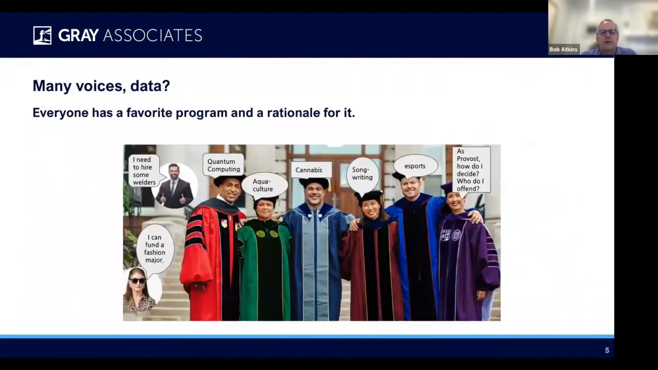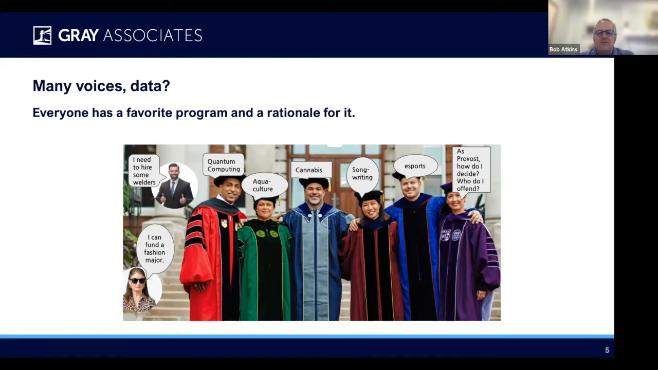Now, one of the other problems is that everybody has their favorite program. Some of these are literally taken from client experience. A local employer thought that a school should train welders. Another school had a trustee who felt they should have a motorcycle program, even though the average motorcycle technician is paid $9.50 an hour and couldn't repay their student loans in a lifetime.